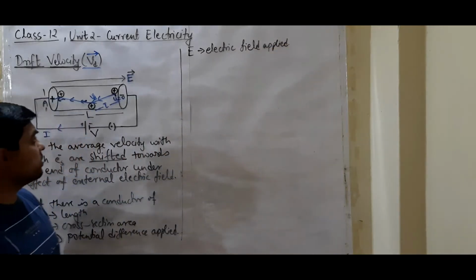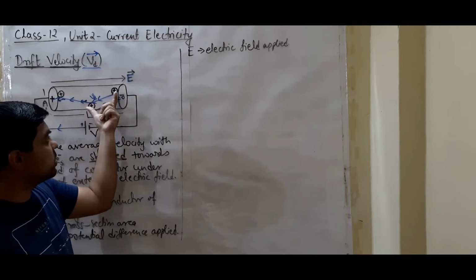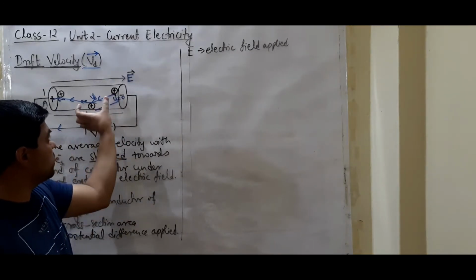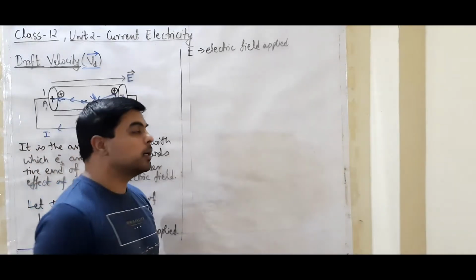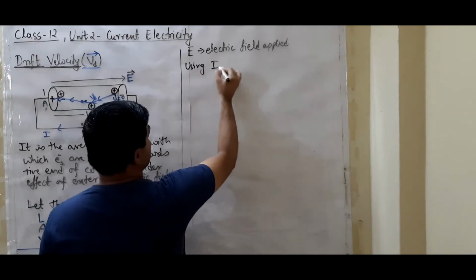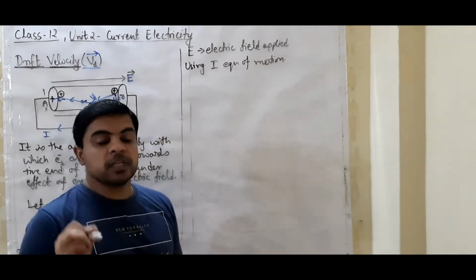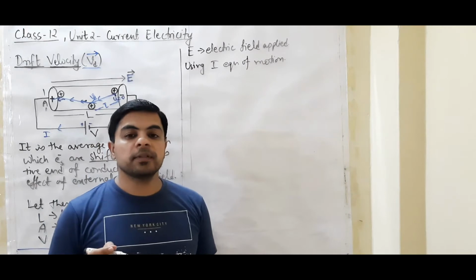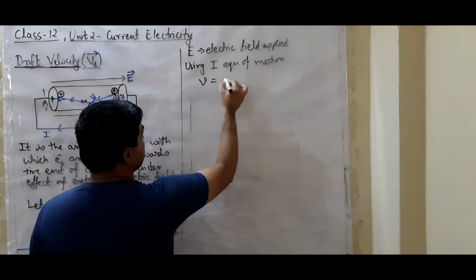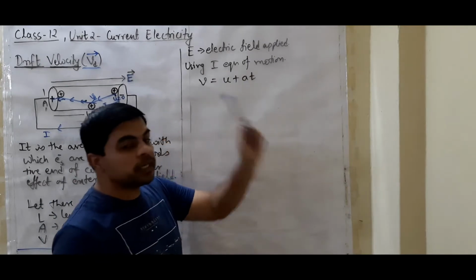So here we have to find the average value. We have started from 0 to the maximum value Vd. So from 0 to Vd we will consider the case of two successive collisions: first collision here, second collision here. In between, we will consider the situation to find the drift velocity. For that we are using the first equation of motion. Just remember the first equation of motion, which we have discussed in 11th class and also in 9th class. This is V = U + AT.